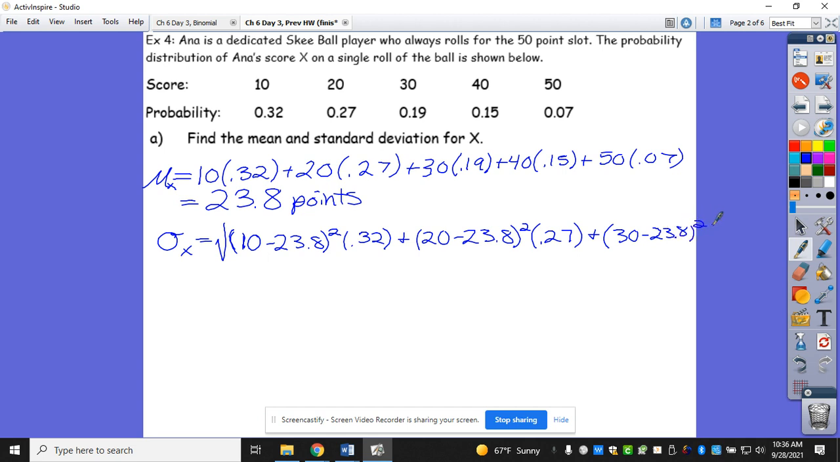Do I need to write out that whole thing? I know I'm doing better about writing things out, but I think this one y'all are fine with. So you would write it out all the way to, it would end with 50 minus 23.8 squared times what? 0.07. That would be the end of what goes over there. And you end up getting, what is your standard deviation? 12.6317.